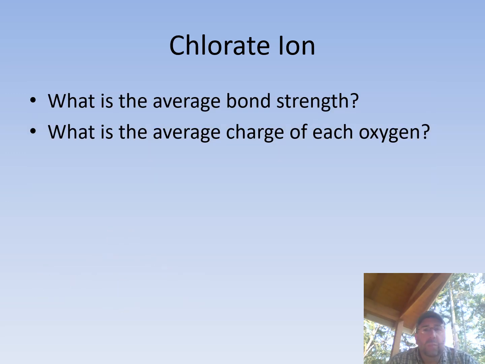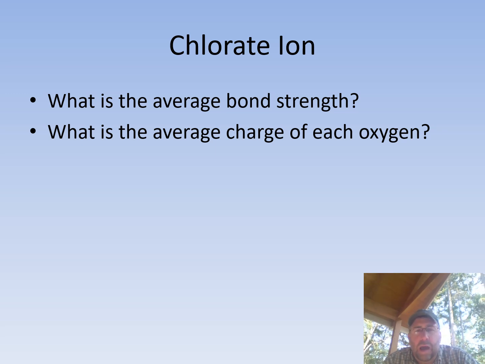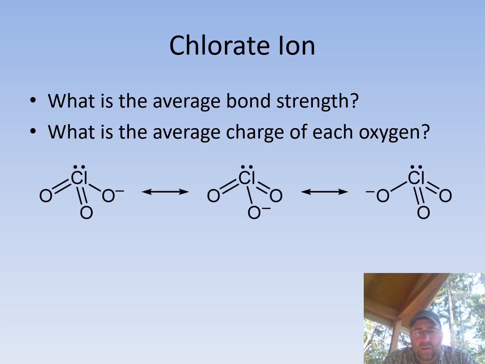Okay, last one on here, the chlorate polyatomic ion. So I want you to figure out what the average bond strength is and the average charge of each oxygen in the chlorate ion. So chlorate, if you looked on your polyatomic ion sheet, is ClO3 -1. So in that case, you're going to draw this with chlorine having two double bonds for the two oxygens and a single bond with the oxygen that has the -1 charge. And then there's going to be a lone pair that's not involved. But which oxygen has the -1 charge is any of the three.